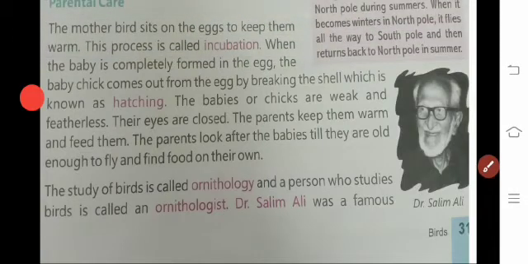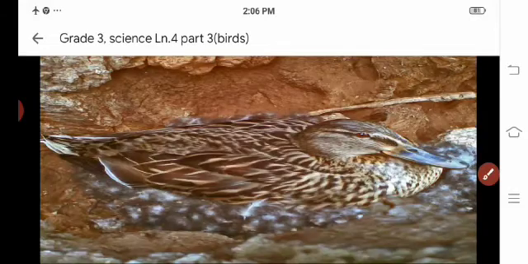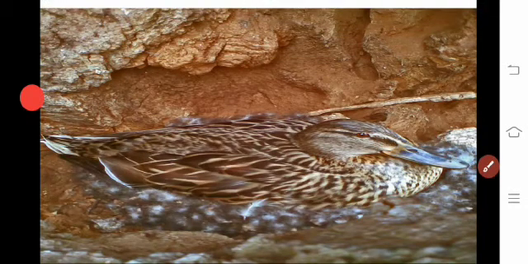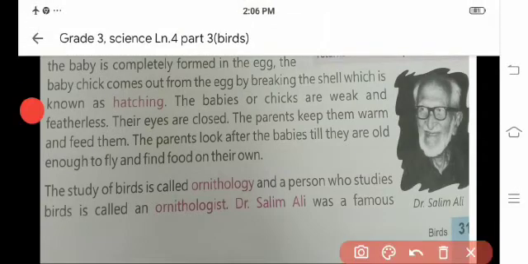Next is the parental care. The mother bird sits on the eggs to keep them warm. This process is called incubation. When the baby is completely formed in the egg, the bird sits on the eggs. We can see the picture. You see the bird sits on the nest to keep them warm. This process is called incubation.